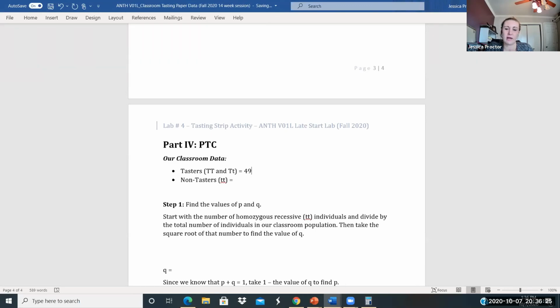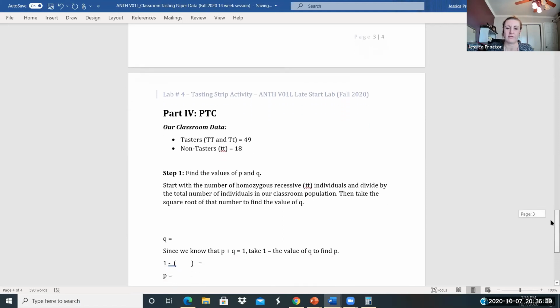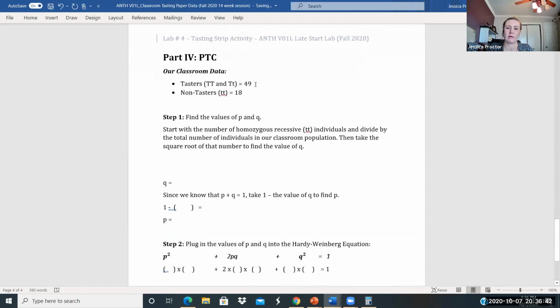So that means there's 49 of us that are either homozygous dominant or heterozygous at the locus that determines whether or not you can taste PTC. And we have 18 non-tasters. Okay, 49 tasters, 18 non-tasters. So now we're back to the standard that we were used to with the first two. If you're a taster, that's the dominant phenotype. And if you're a non-taster, that means you have to be homozygous recessive at that locus.